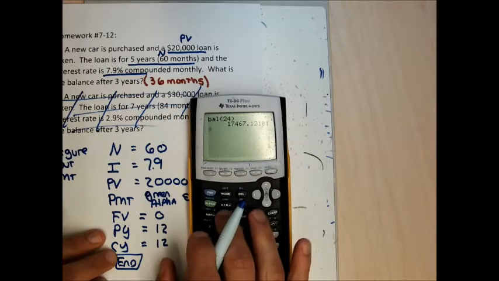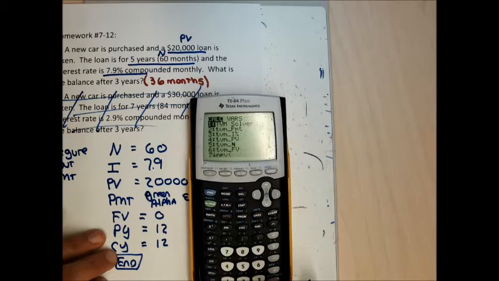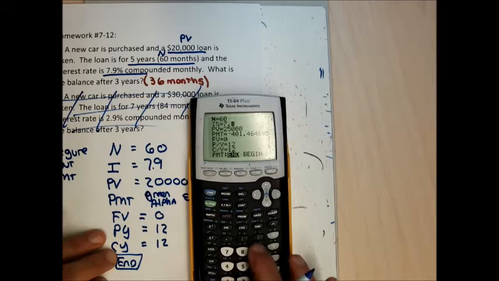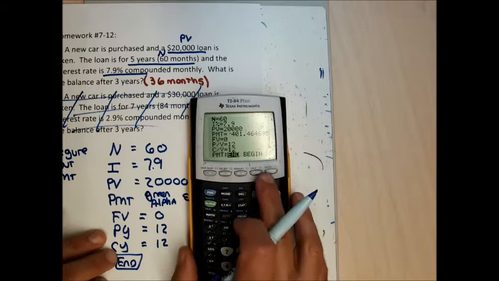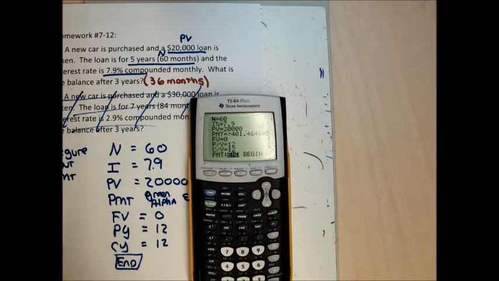So I hit the apps button. I hit enter on finance. Enter on Tvm Solver. My calculator needs to know the loan that I'm referencing when it wants to calculate the balance. If I don't have the loan in my calculator, it won't give me the balance for that particular loan.